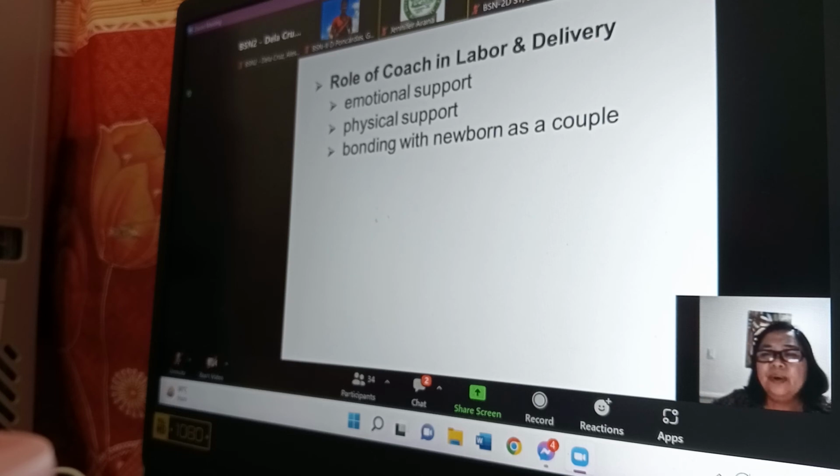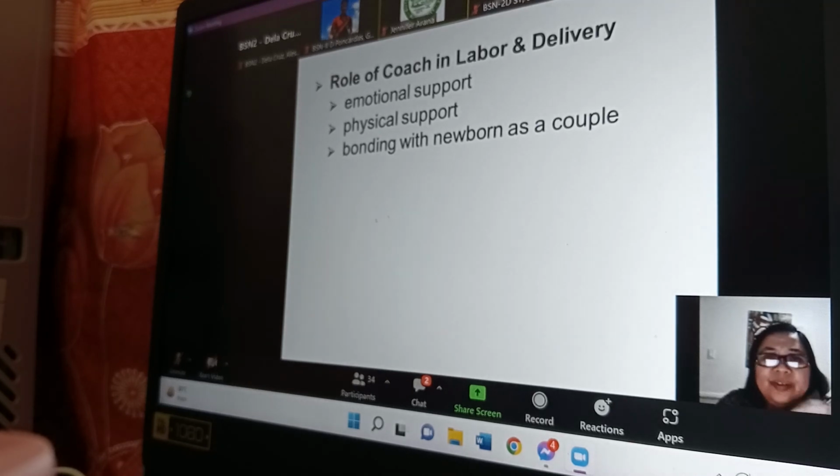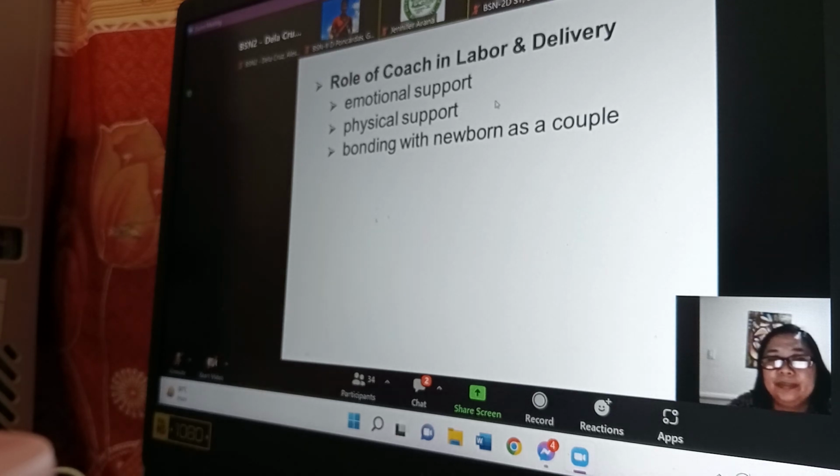Okay. So, what's the role of the coach in labor and delivery? Unsa may role ni husband during labor and delivery? So, it is for emotional support, physical support, and for bonding with the newborn as a couple. Nindot jud kaayo kung naay emotional support ang pregnant mother or ang mother na nag-deliver because that can somehow improve the psyche of the mother and promote healing as well of the mother.